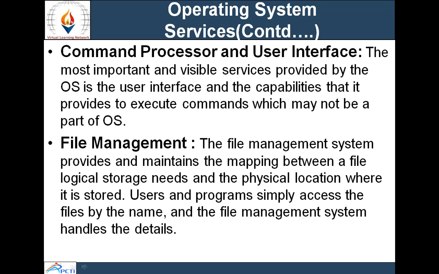File management. The file management system provides and maintains the mapping between a file's logical storage needs and the physical location where it is stored. Users and programs simply access the files by name and the file management system handles the details. The file management system identifies and manipulates files by the names provided by their users, determines the physical requirement of the file, allocates space for it, stores it in that space and maintains the information about the file so that it may be retrieved partially or in full later.